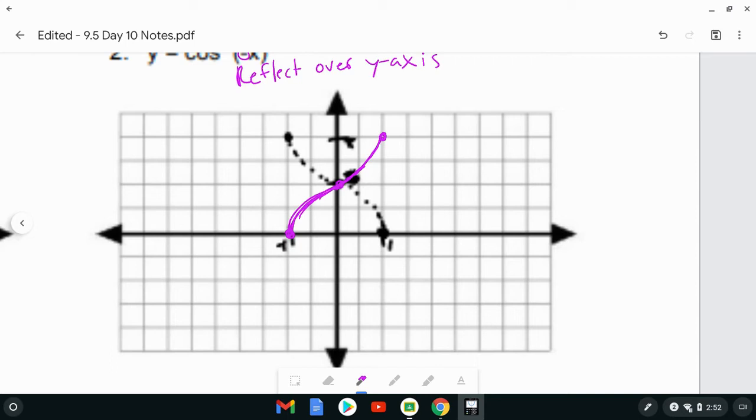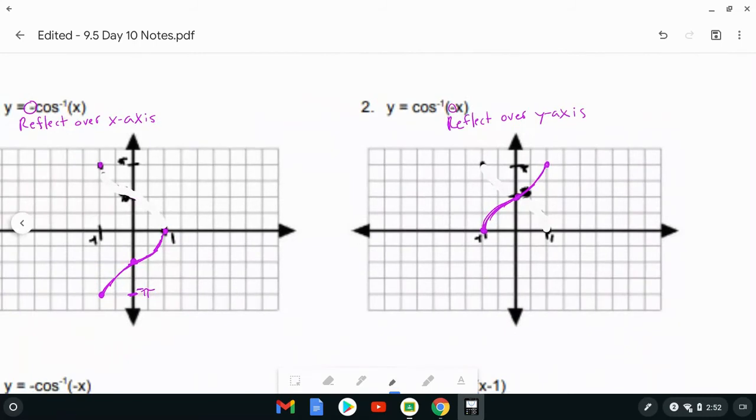And again, that black dotted line that we already had was our base function. So you can leave it or you can erase it, but that's the main graph that we have.